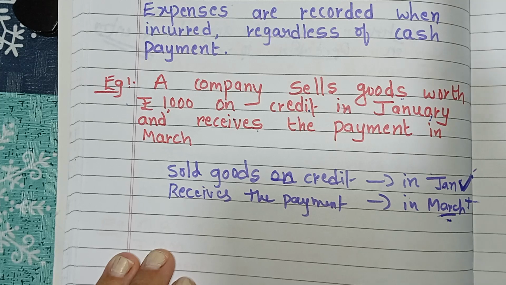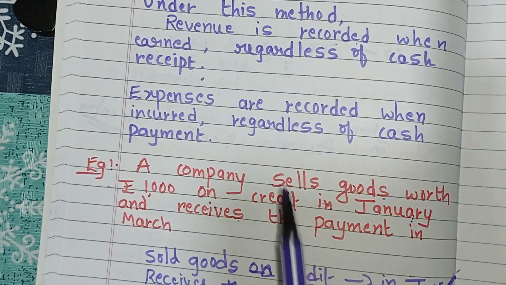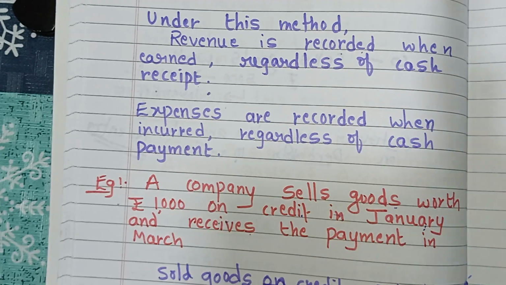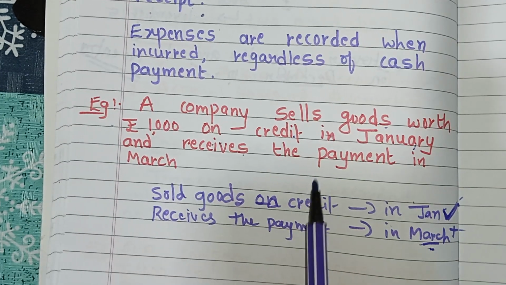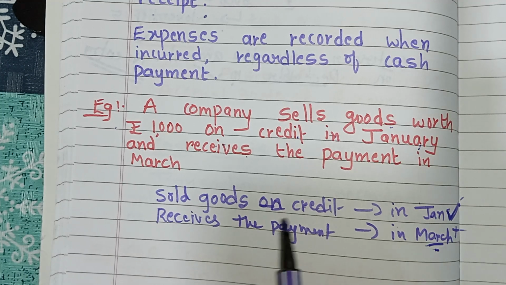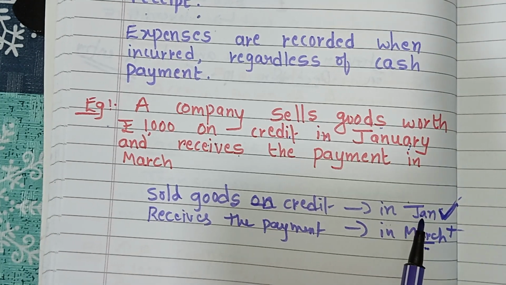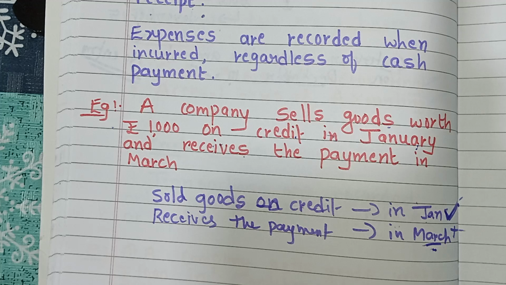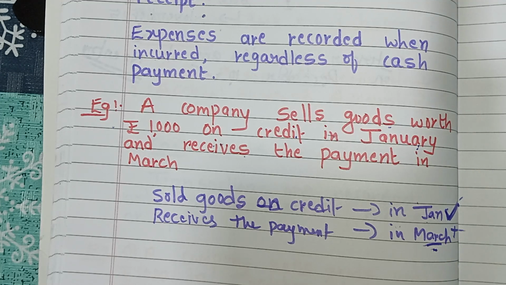But in accrual basis of accounting, revenue is recorded when earned regardless of cash receipt. We should not consider the receipt of payment here. Just we need to record the revenue when it is earned. In this example, in January they sold the goods. In January only we need to record the transaction, not in March, as per accrual basis of accounting.